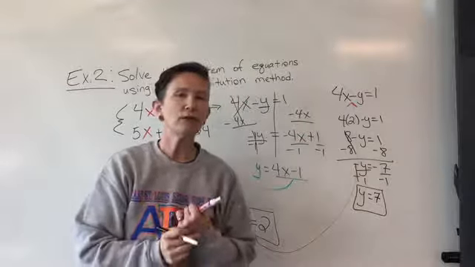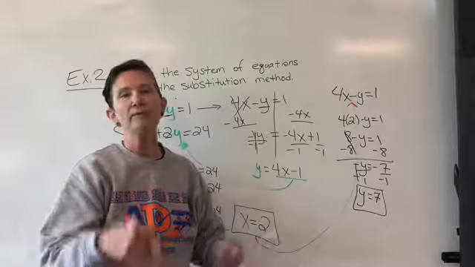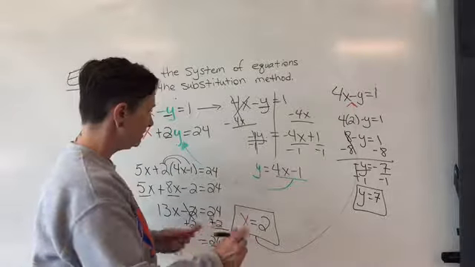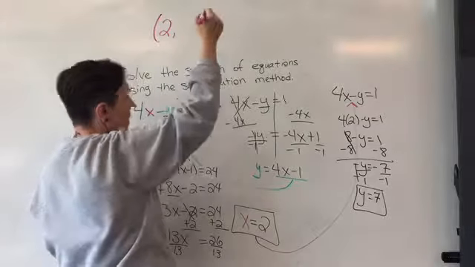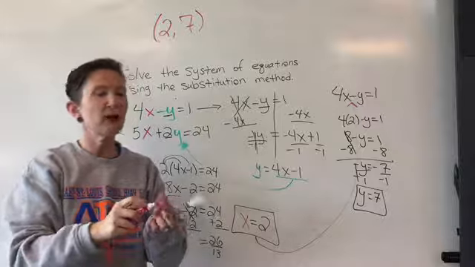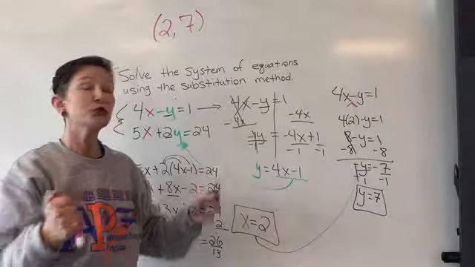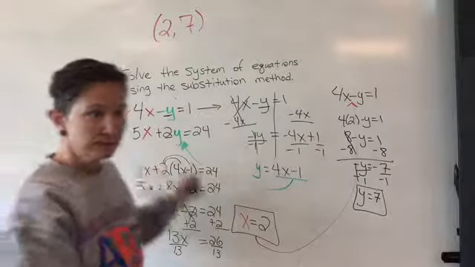Okay, once I've solved for y, once I've solved for x, I can then write my answer as a coordinate. So 2, 7 is my final answer or solution to this system of equations.